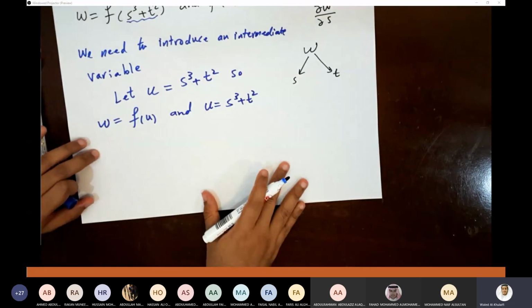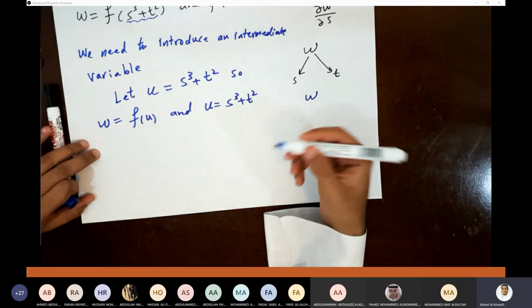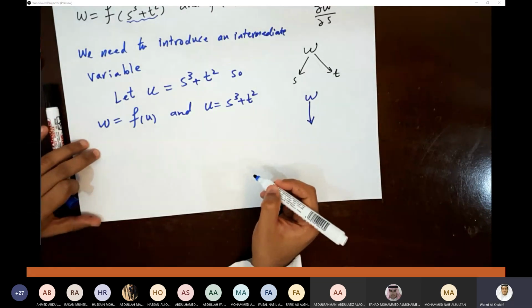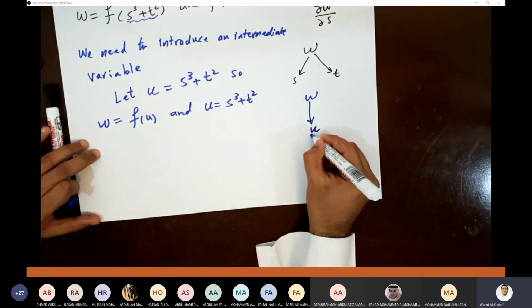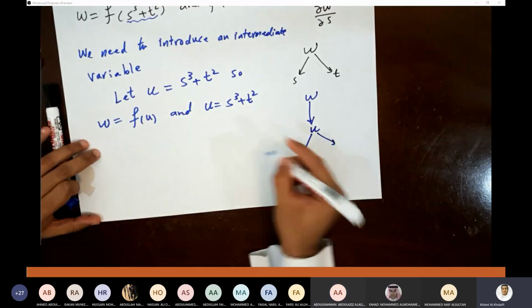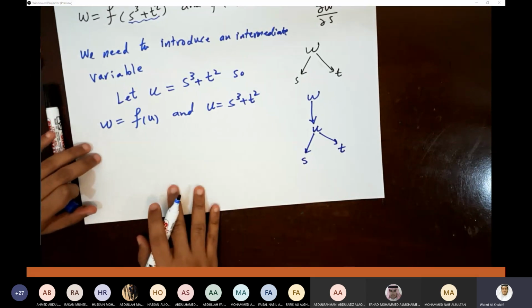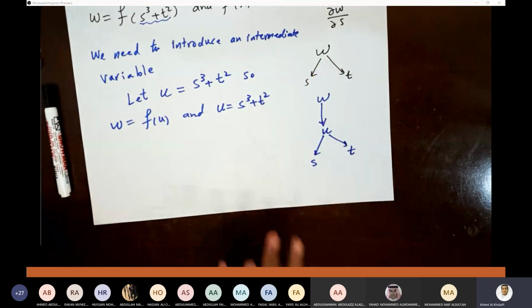Okay. Now let's draw another tree, which is a refined or a better tree. Now W depends on, according to this way here, u. And u depends on two things now, because if you read it here, it depends on s and depends on t. And now things are better than this way. This way we stop, we cannot do anything.